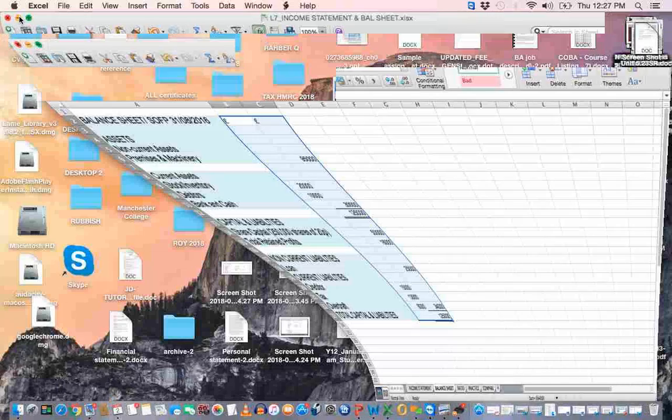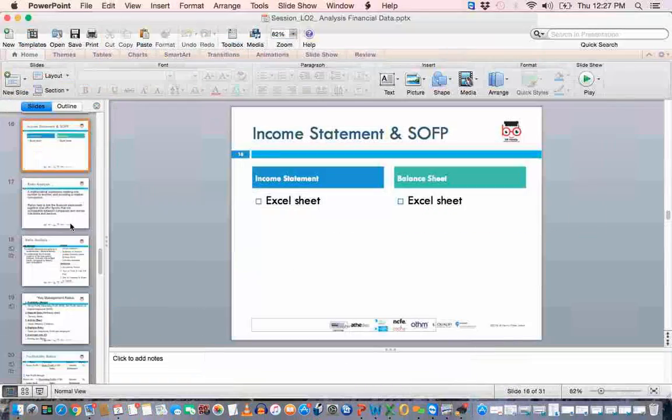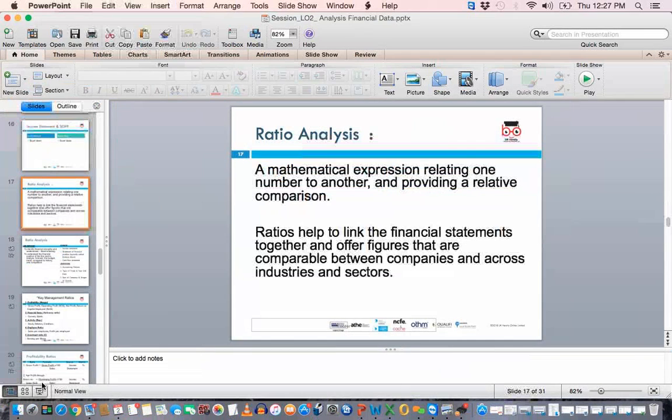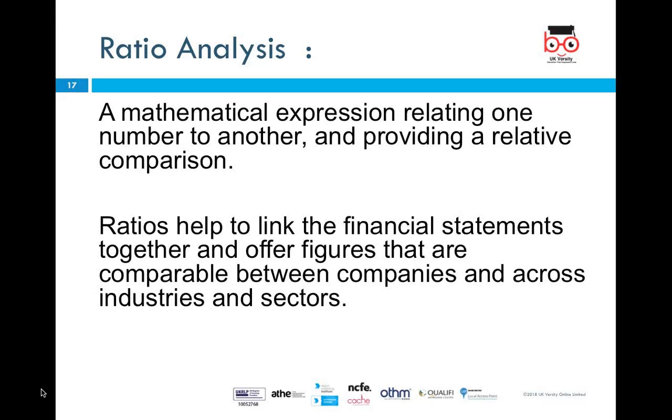Now we are going to analyze the ratio analysis from these two statements, and then we will calculate some important ratios. Ratio analysis is a mathematical expression which relates one number to another and provides a relative comparison. Basically, the ratio is expressed in this type. So you have two different figures, and then you are comparing each with the other.